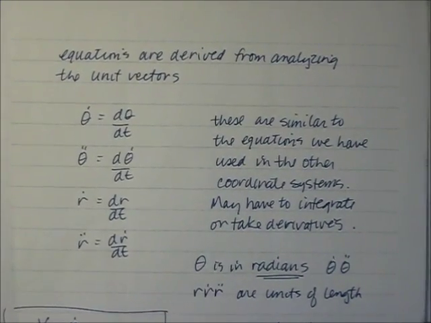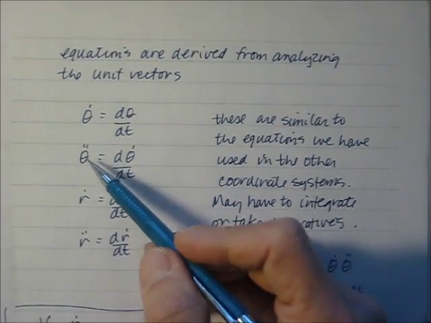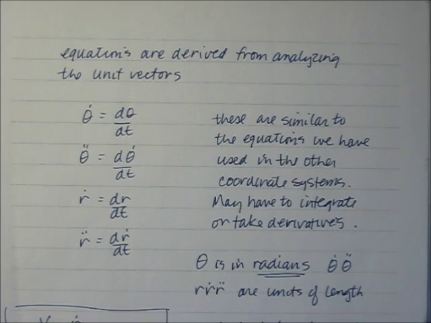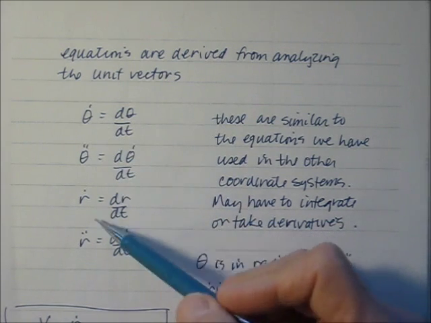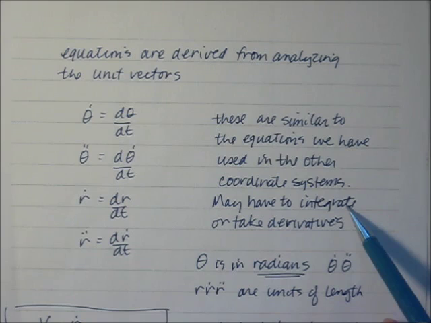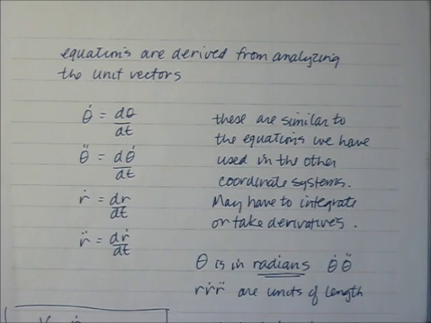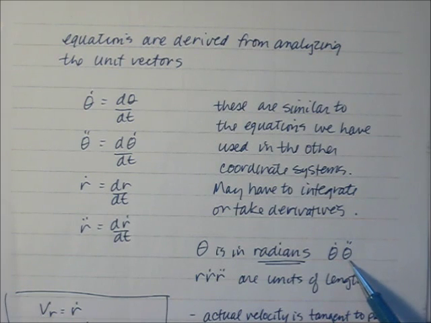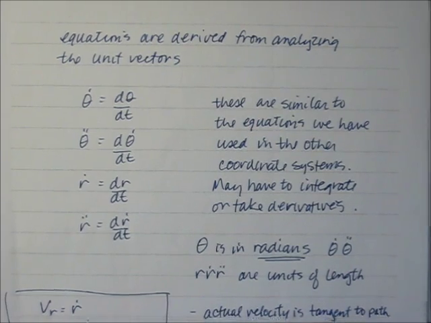Okay, so we're going to talk about theta, theta dot, theta double dot, again, which are the first derivatives. Remember, our dots are the derivative with respect to time. Often the thetas and the r's are defined as functions of time, so when that happens, it's very easy to take derivatives or integrals to find out what the other ones are, just like we've done before. Remember that theta is in radians, and so theta dot would be radians per second, theta double dot would be radians per second squared. r, r dot, and r double dot are all going to be units of length.